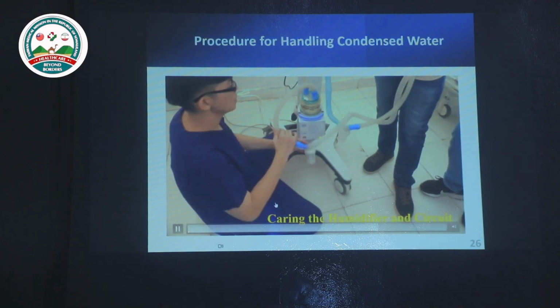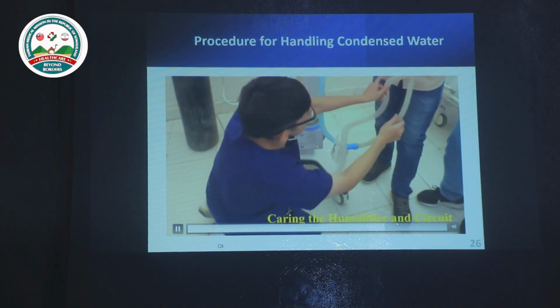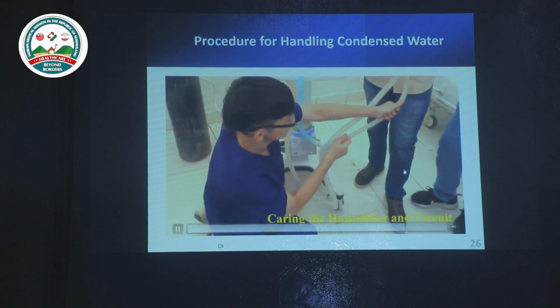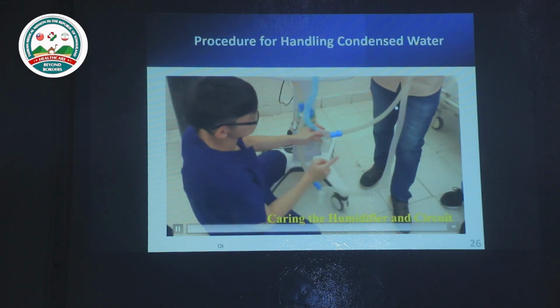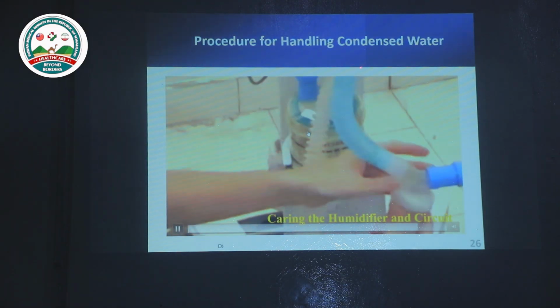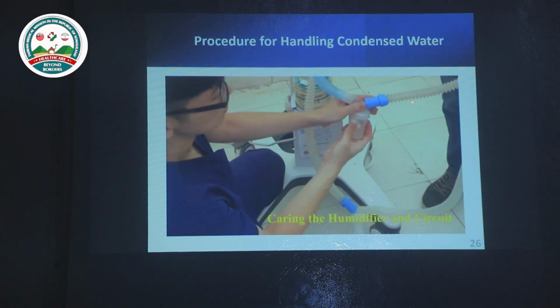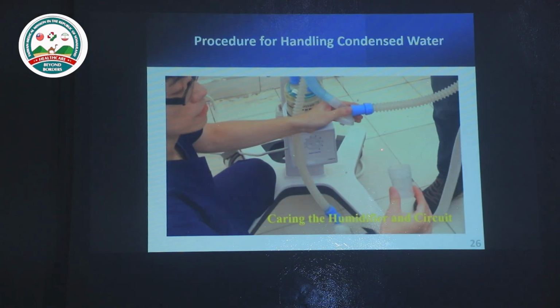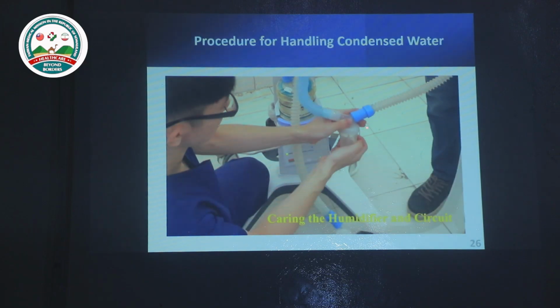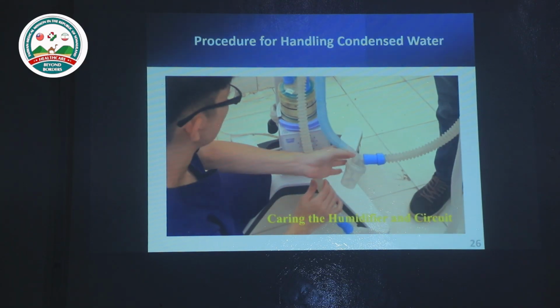Okay, and the other tubing is the same. So when we clean the other line, we use the same method. One hand holds the tube, the other hand pulls the tube to let the condensed water go inside the cup, and we throw away this condensed water into the red trash can.